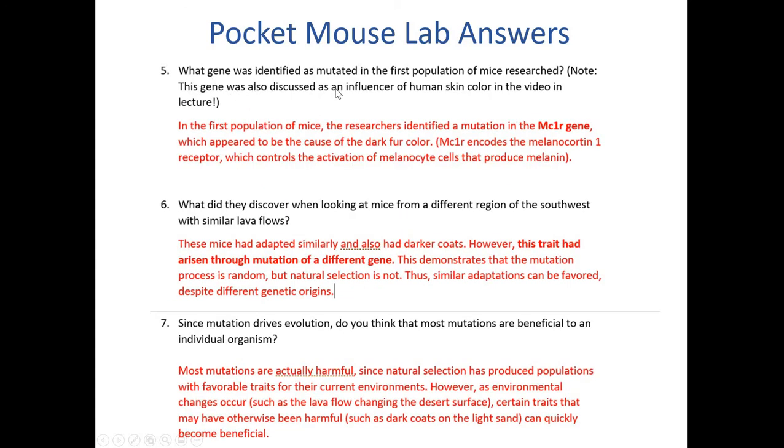Okay, question 5, what gene was identified as mutated in the first population of mice researched? In the first population, the researchers identified a mutation in the MC1R gene, which appeared to be the cause of the dark fur color. Just for your information, MC1R actually encodes a melanocortin-1 receptor, and this controls the activation of melanocyte cells that produce melanin. So this is relevant again to the human skin color evolution that we talked about. It's actually one of the genes in humans as well that controls skin color and pigmentation.